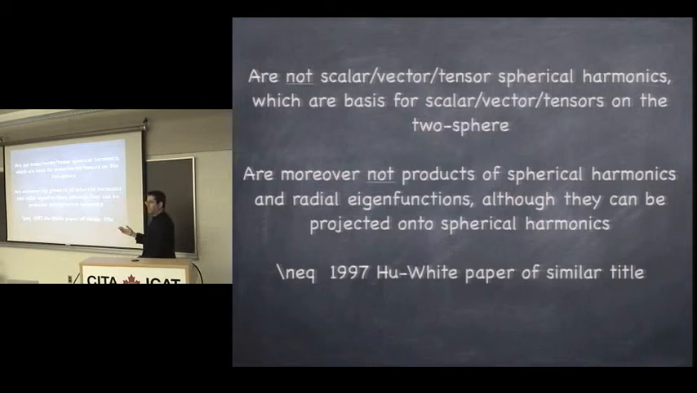Although they can be projected onto spherical harmonics, so you can take the vector, scalar, tensor TAM waves and project the different components onto the different components of the spherical harmonics. And the other thing is that what we've done here is not the same as what was done in the 1997 Hu and White paper, with a similar type of thing. It's a completely different subject.